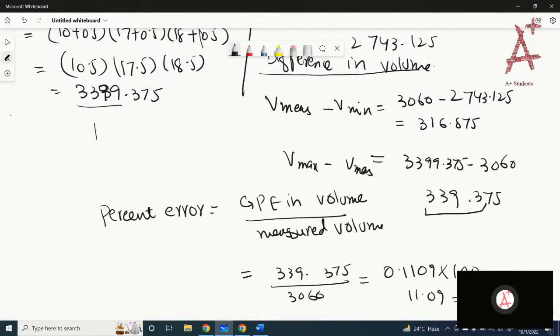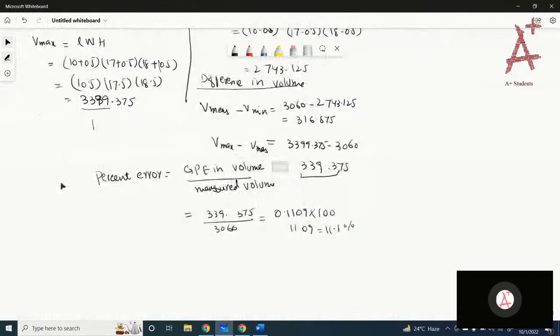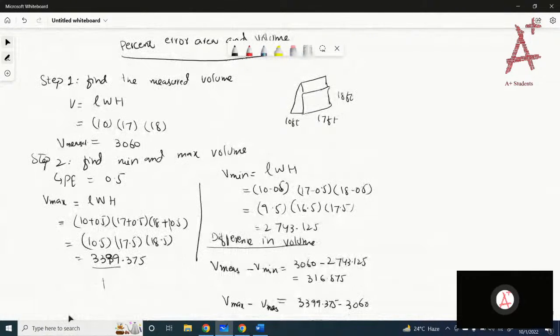Got it? So it's a bit long procedure, but the things are very easy. Let me explain once again, just listen carefully. What you have to find is the percent error in the volume. To do that, you have to follow three steps. Step one is to find the measured volume. Just multiply all the values as they are: V equals length times width times height, so the measured volume is 3060.